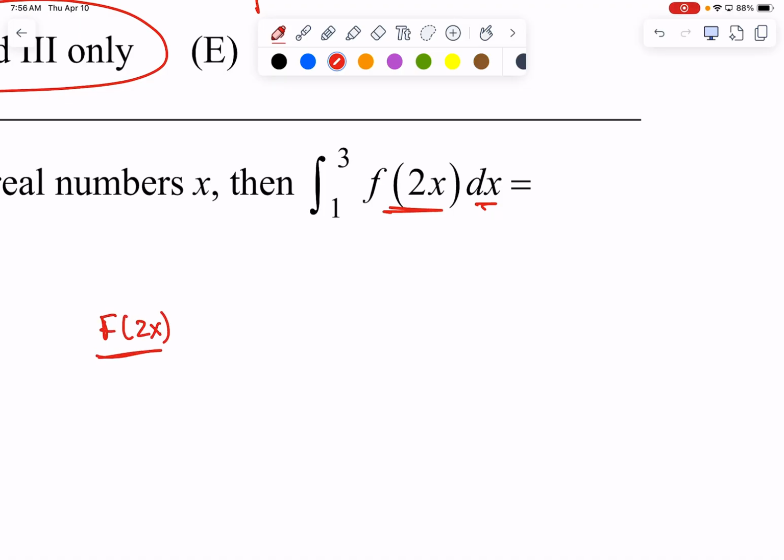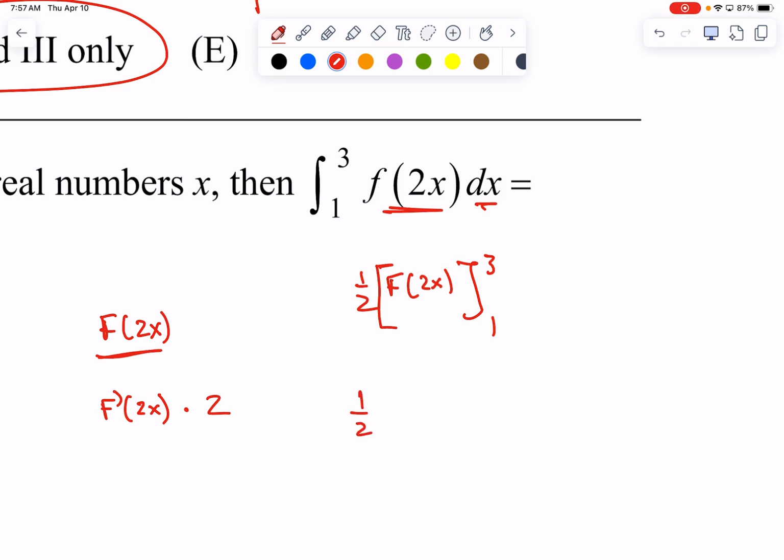If you took the derivative of F of 2x, it'd be f of 2x times a 2. But is there any 2 outside of it? Do you see a 2 anywhere? No. That's what you have to do: divide by 2. You've got to compensate for the 2 that's not there by multiplying by a half. So your antiderivative would be big F of 2x times a half, evaluated from 1 to 3. We're going to learn FTC formally today. The 1/2 I can leave out front because it's a constant multiple.